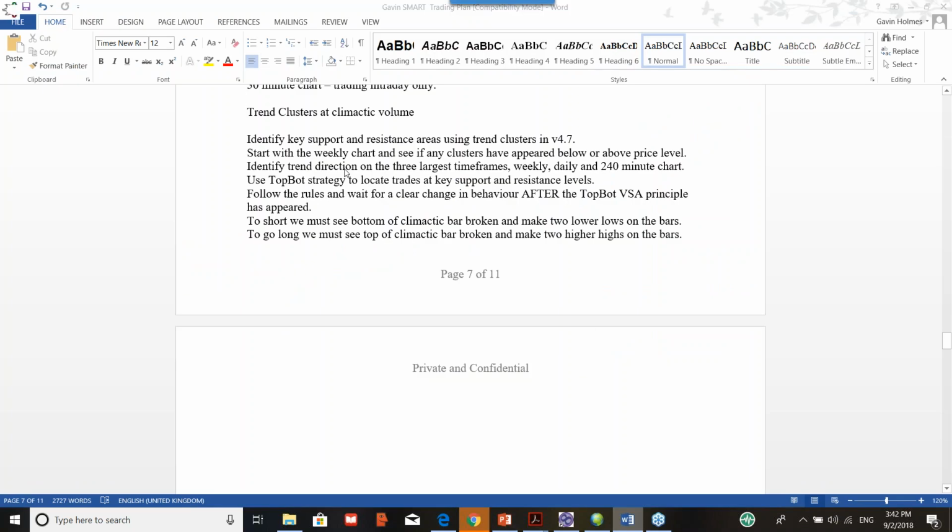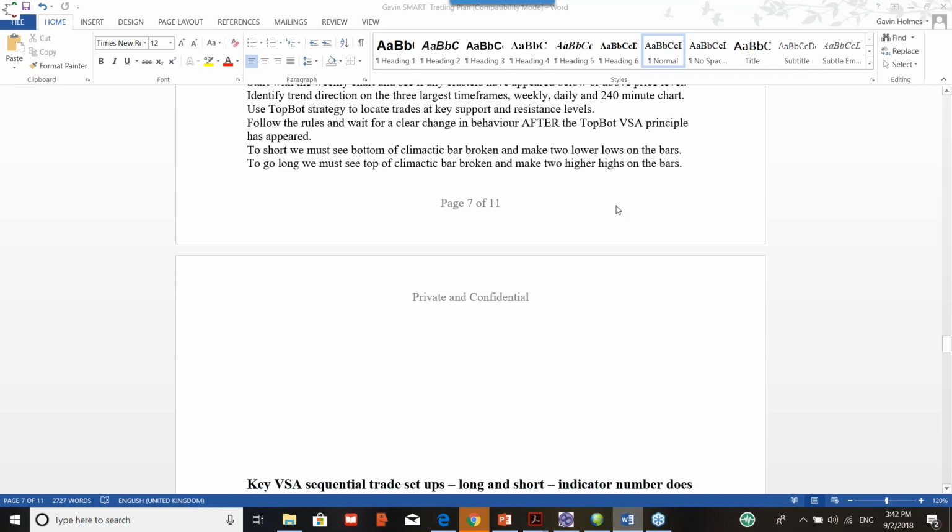So, identify trend direction. Now, Top Bot, to locate trades at key support and resistance levels. Follow the rules and wait for a clear change in behaviour after a Top Bot principle has appeared. To short, we must see the bottom of the climactic bar broken and make 2 lower lows on the bars. To go long, we must see the top of the climactic action bar broken and make 2 higher highs.